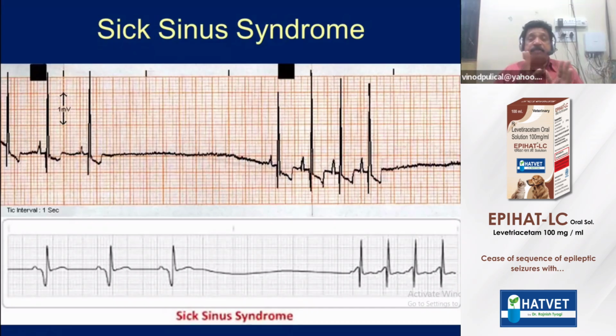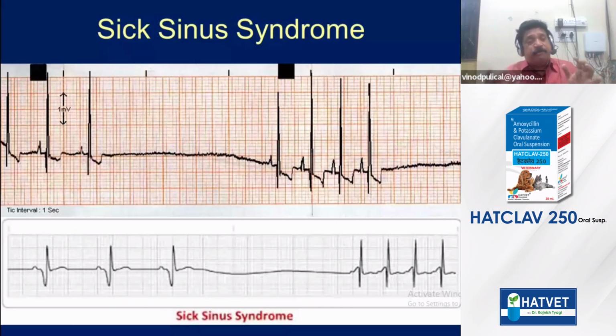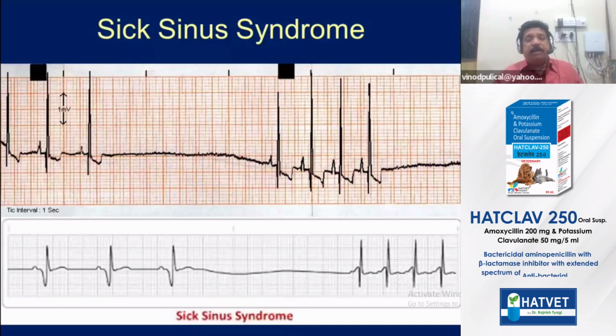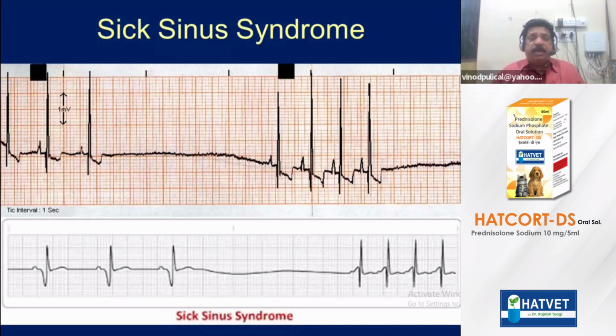Sometimes people may complain that the pug was normal, suddenly it went down. It became unconscious for 5 to 10 seconds. Then it regained its consciousness. So this type of symptom is known as sick sinus syndrome. It's very common in pugs.